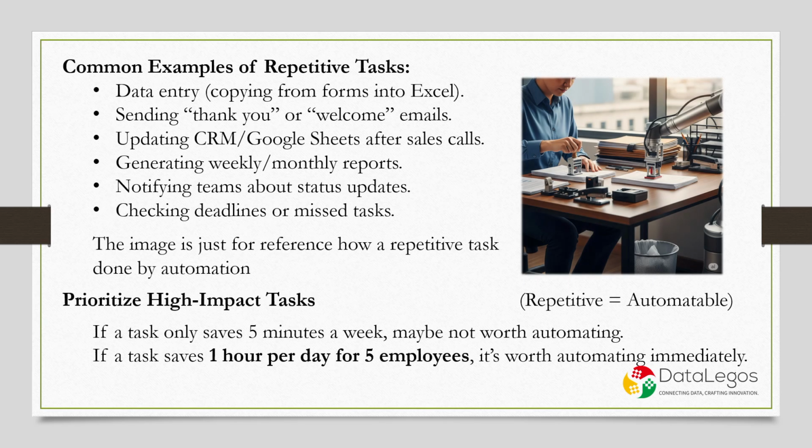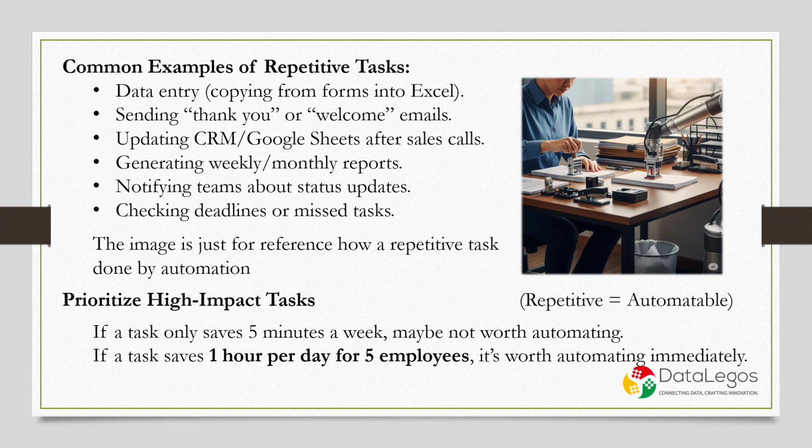Common examples. Here are some everyday tasks that automation loves. Data entry from forms to spreadsheets. Sending thank you or welcome emails. Updating CRM after sales calls. Generating weekly or monthly reports. Sending reminders or team notifications. Tracking deadlines or missed tasks. If you do something more than 3 times a week, chances are a tool can handle it for you.